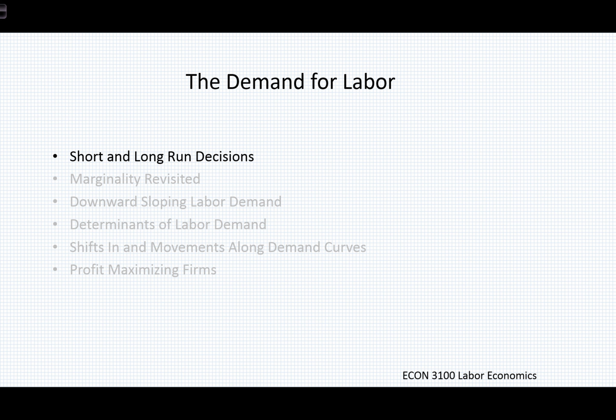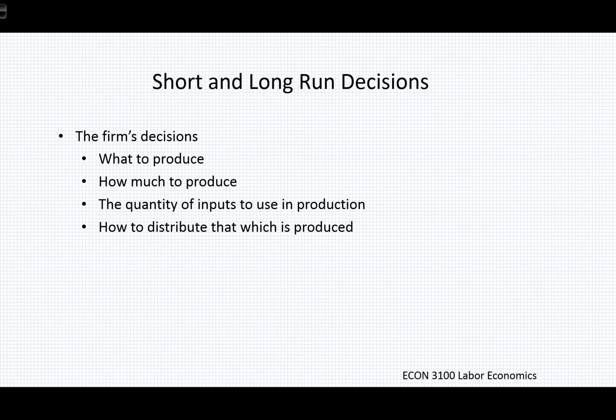Firms make lots of decisions, of course, but some of them can be grouped into short run decisions and some can be grouped into long run decisions, which are especially important when it comes to the labor market. The first group of decisions the firm has to make, though, is what to produce, and then it has to decide how many units to produce, and from there it decides the quantity of the inputs to use in production. Those two decisions, how much to produce and the quantity of inputs to use in production, are largely a function of the capital and technology that the firm has available to it.